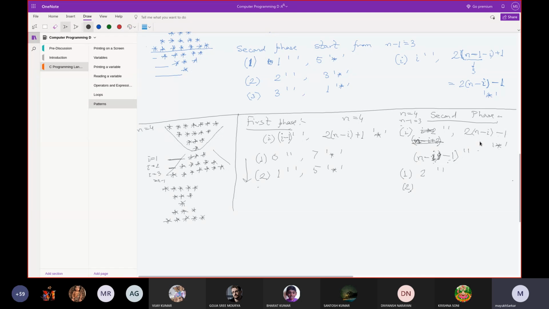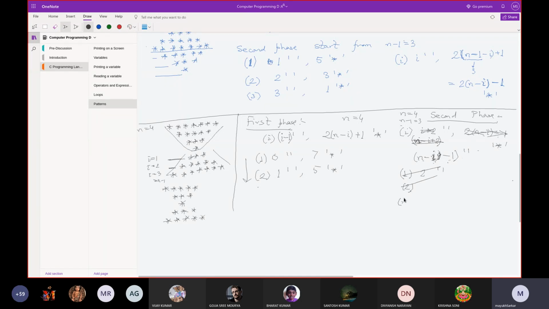That I have checked. Okay, because let me show you the rest. When I is equal to 1, 2 into 3 minus 1. Are you sure? This is also not correct. This is not correct as well.